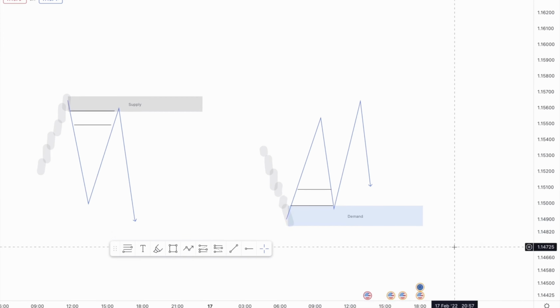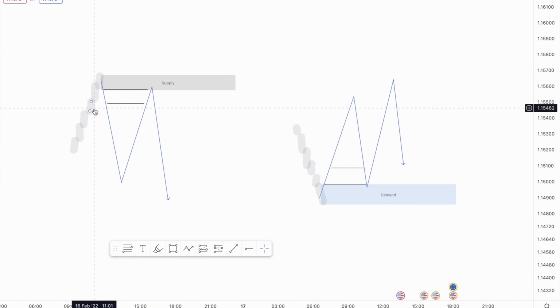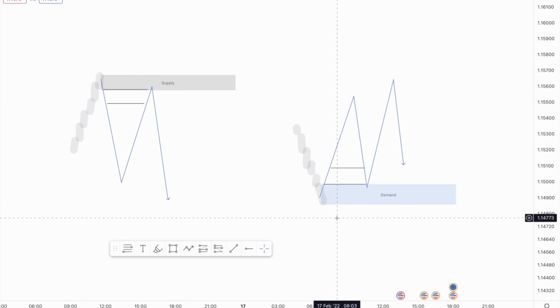There you go. So just to make that clear, on supply, you would mark the last up candle before the down move, okay? And on demand, you'd mark the last down candle before the up move.